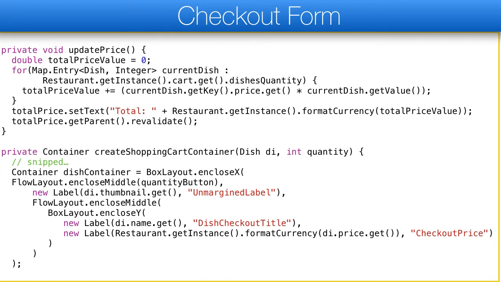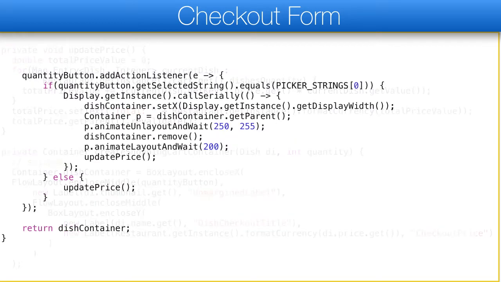We have very similar code in the checkout form. It updates the total value based on the dish map. In this case, we don't need listeners since the checkout form only provides one way to edit the data. The dish container hasn't changed much, so I snipped out most of the code.